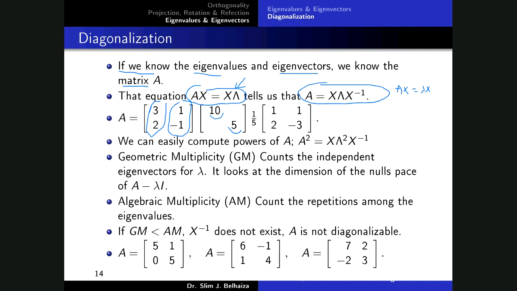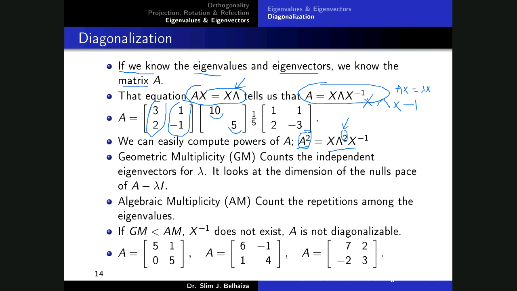Right? So we can also easily compute powers if you know this. For example, if you want to compute A squared, you just increase the exponent, the power, of the lambda matrix. Okay? How come? Because if you know that A is equal to X lambda X inverse, and you multiply again by X lambda X inverse, what happens in between?